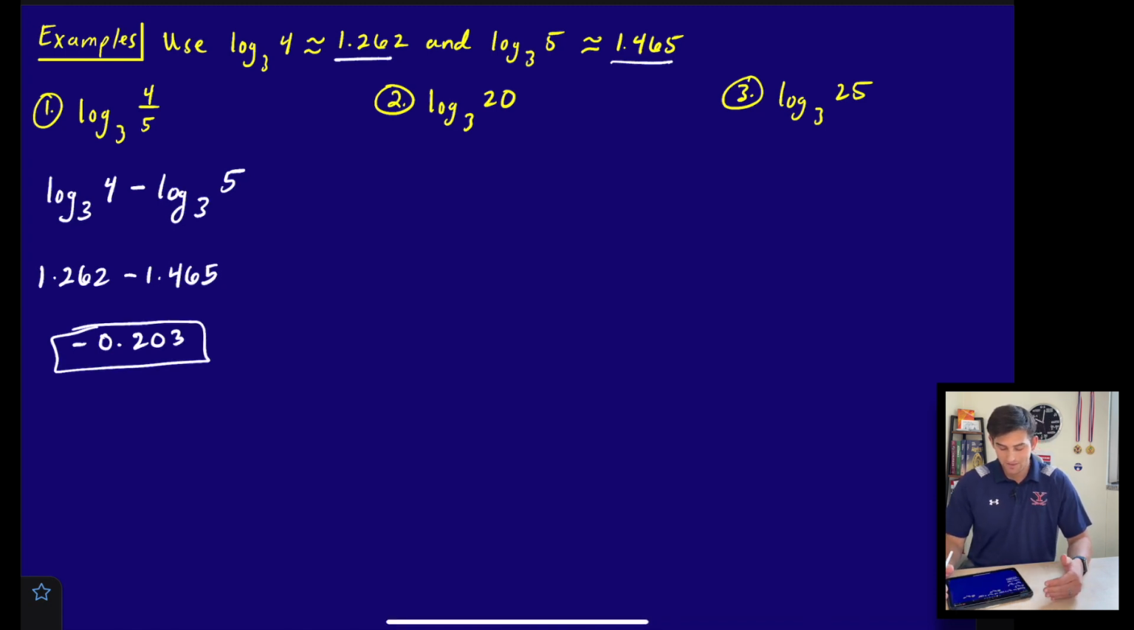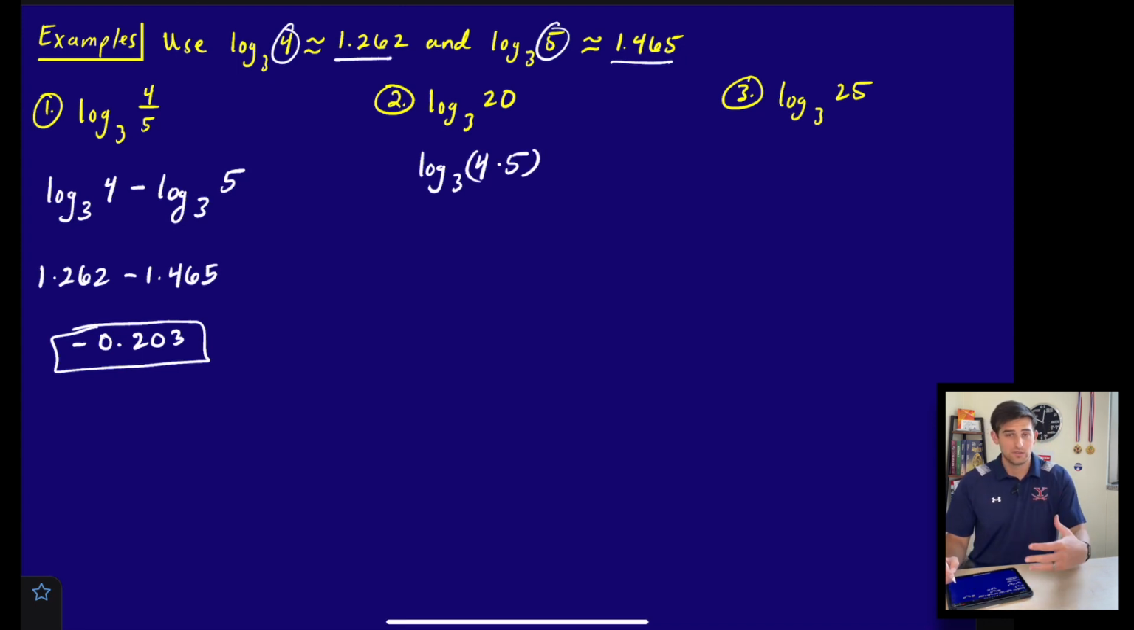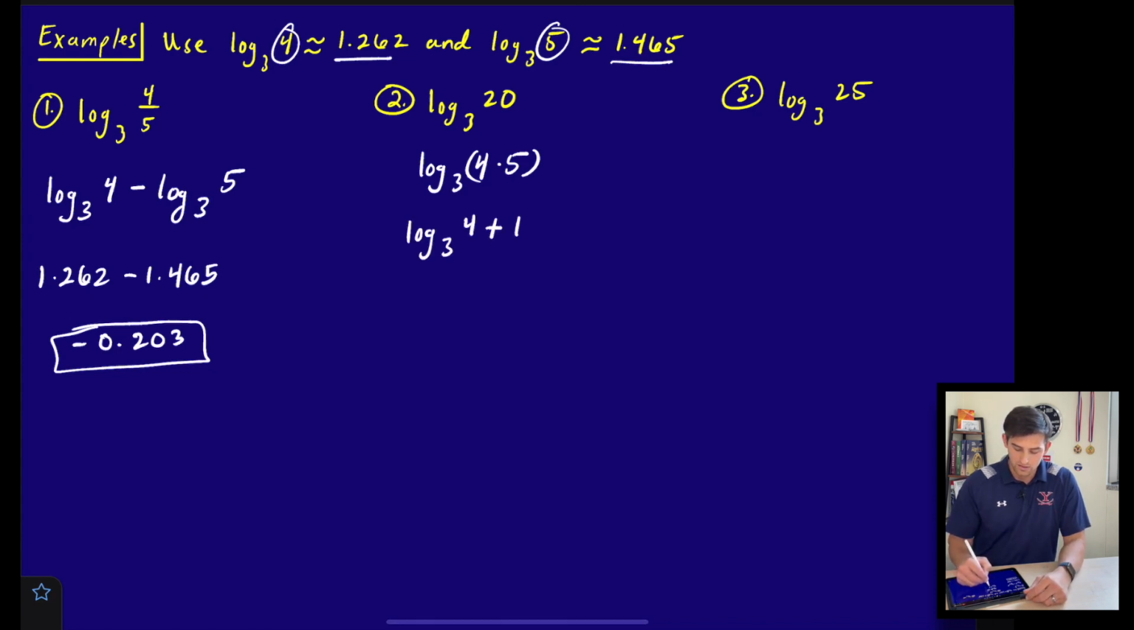Okay. Number 2, we have log base 3 of 20. We might be looking at this going, hey, there's no multiplication going on there, but we can essentially create a multiplication problem. What are some factors of 20? Well, we're given log base 3 of 4 and log base 3 of 5, so it would be great if 4 times 5 was 20, and guess what it is, right? So we could rewrite this as log base 3 of 4 times 5. We didn't change the value of that, 4 times 5 is 20. Now it allows us to say log base 3 of 4 plus log base 3 of 5.